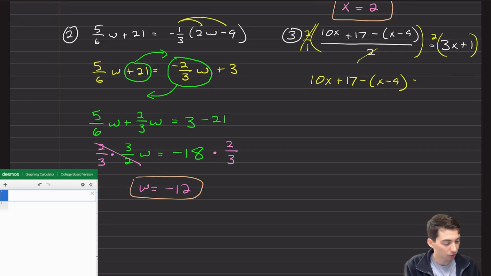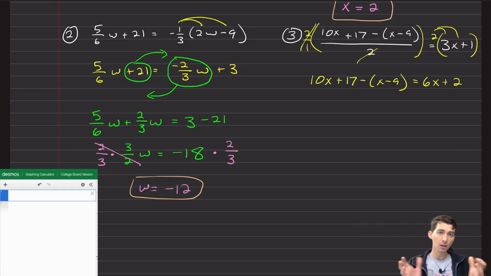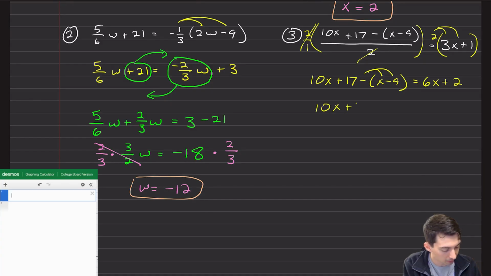And now I just need to distribute this 2 over here. So 2 times 3 would give me 6x, and 2 times 1 gives me 2. We've got a lot more simplifying to do on the left, though. So I've got -1 times the x minus 9. So I have 10x plus 17. And then I'm going to have -x plus 9 is equal to 6x plus 2.